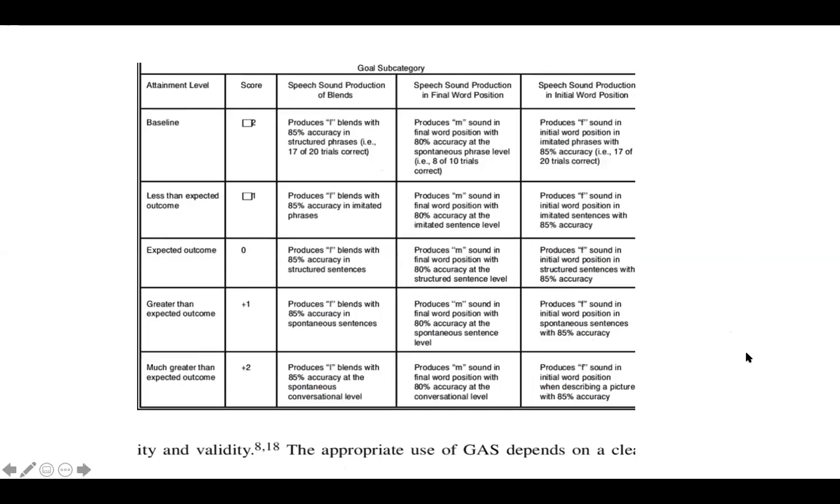And then here is one that was more of a speech one that I found. Produce blends with 85% accuracy in structured phrases, 17 of 20. And then they progressed from structured phrases to imitated phrases to structured sentences to spontaneous sentences to conversational level. Okay, so that's how they did that. And then the speech and final word positioning, the same kind of imitated to structured to spontaneous to conversational. And the same with the speech sound production and initial word positioning.